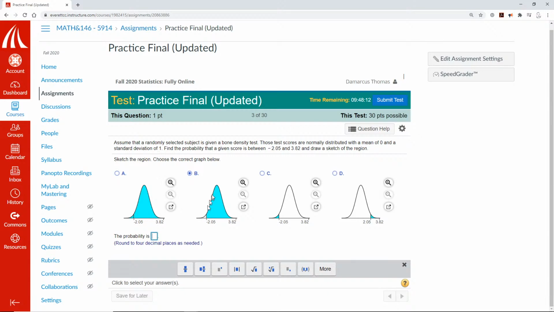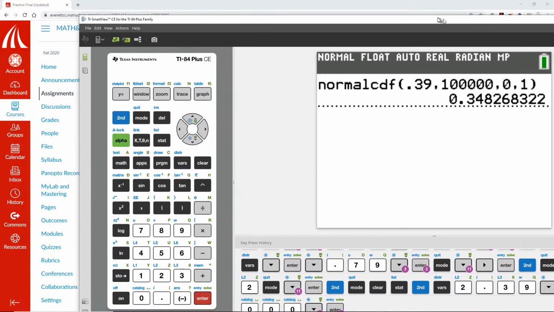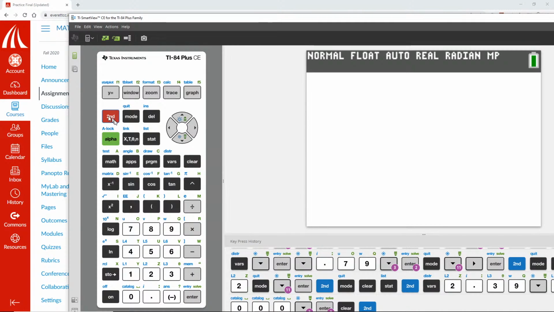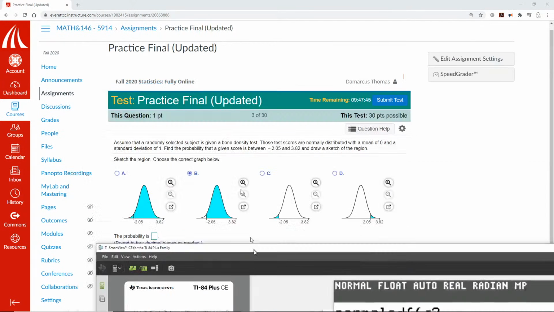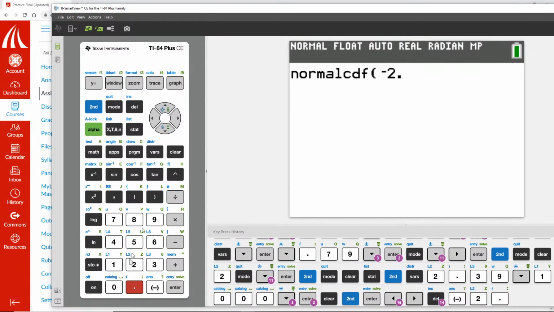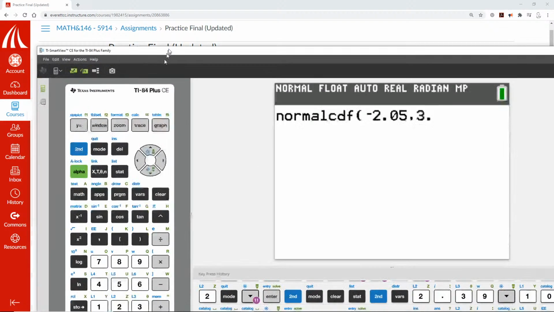And how would we solve this? We would simply use a calculator. Our lower bound would be negative 2.05, and our upper bound would be 3.82. So I'm just going to go with a second entry to recall the last function, the last input that I did. I'm going to delete out what I have here. I'm just going to put in negative 2. What did we say that was? It was negative 2.05, and then 3.82. Okay.